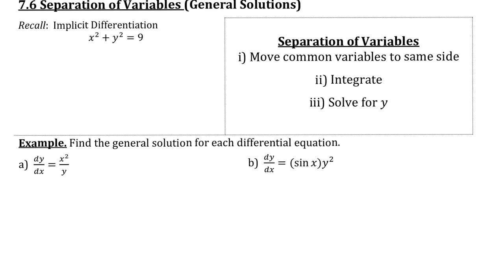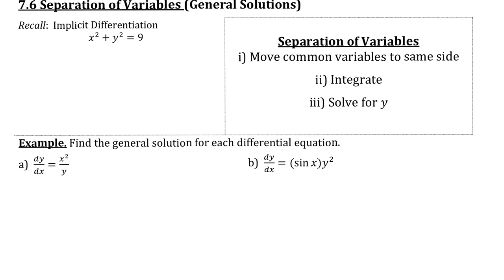Okay, 7.6 is separation of variables. It's general solutions, meaning we're not going to find the constant. Okay, over here it says recall implicit differentiation. Separation of variables is like the antiderivative format of implicit differentiation. So we're just going to do implicit differentiation real quick to remind you how we did it.